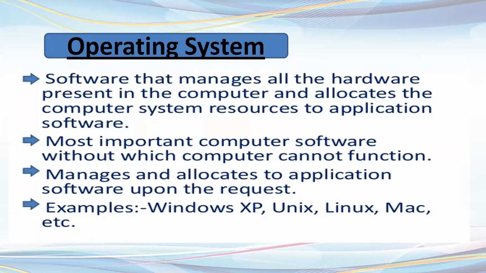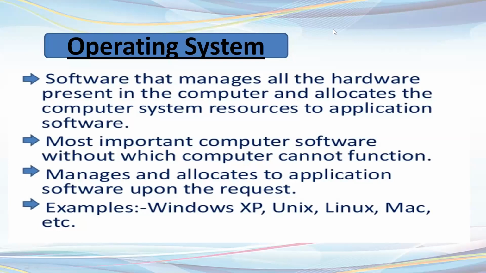So operating system is the most important software which is required to put on your computer. If operating system is not there, your computer does not start, and if your computer does not start, that means you cannot work with it. So operating system is a software that manages all the hardware present in the computer and allocates the computer system resources to the application softwares.